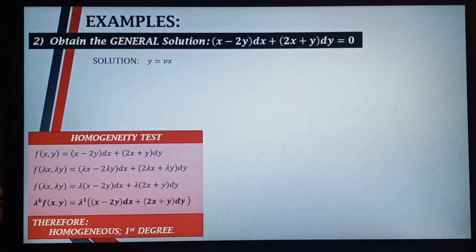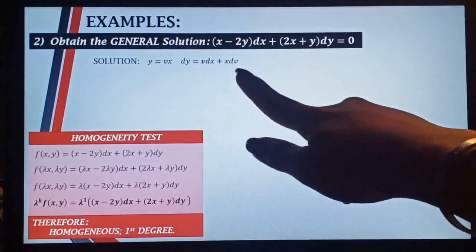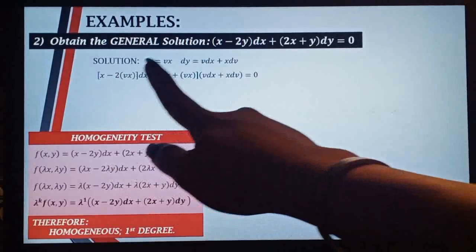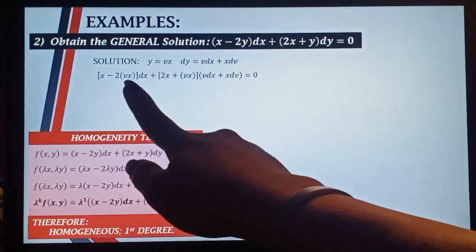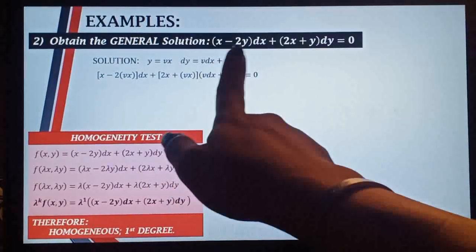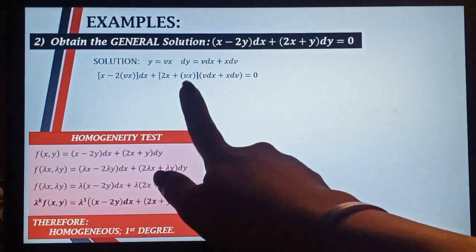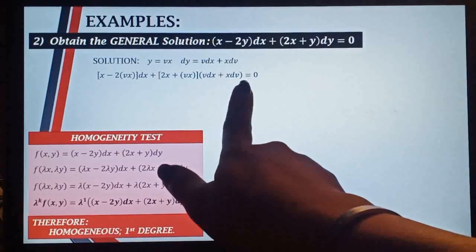So again, we will do the solution of the homogeneous equation by letting y equals vx. Then the derivative of your y is dy equals v dx plus the x dv. So papalitan natin si y at si dy ng ganitong variables and equation. We will now have x minus 2 of your y, which is vx, then multiplied to dx. Tapos 2x plus y, which is the vx. Tapos si dy, papalitan natin ng v dx plus x dv, then equated to 0.